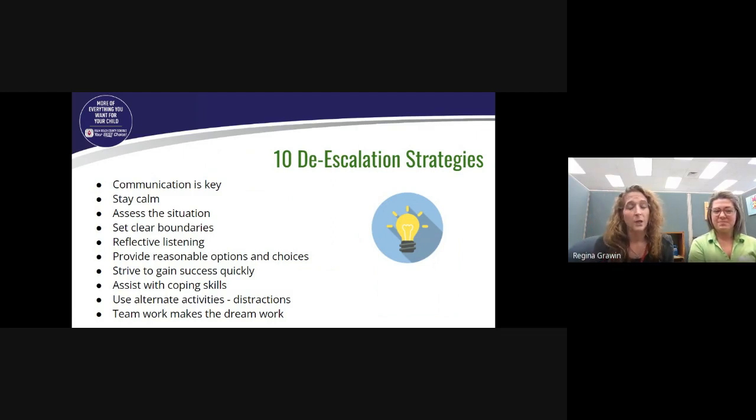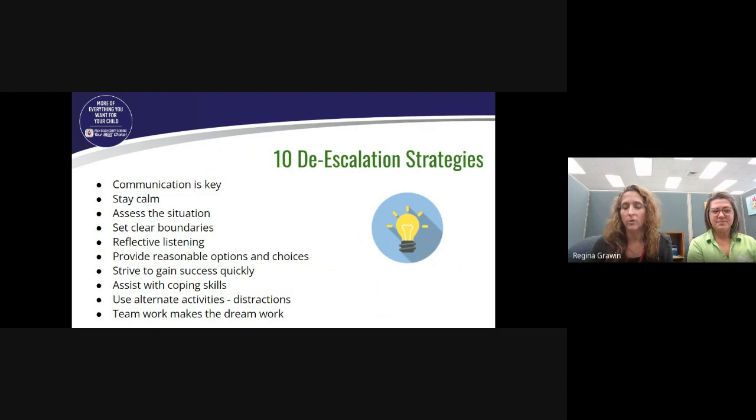Reflective listening. We're listening to really hear them and validate them. We might not always understand why our students are escalating, but they feel like they have a good reason, and that's what we need to acknowledge. So, actually hearing what they're saying, helping them through that and talking to them through that without judgment or putting our own feelings onto what they're going through.